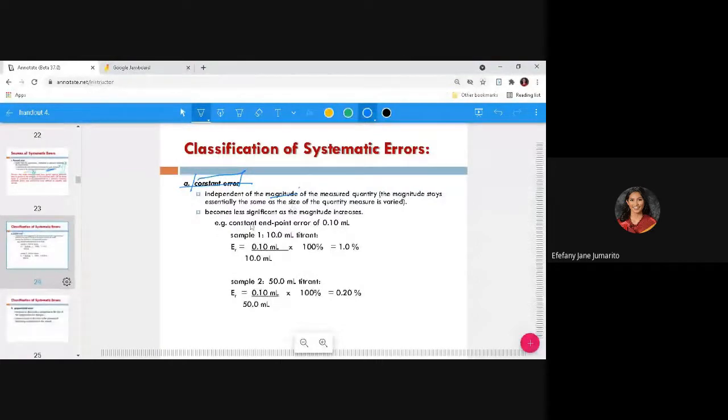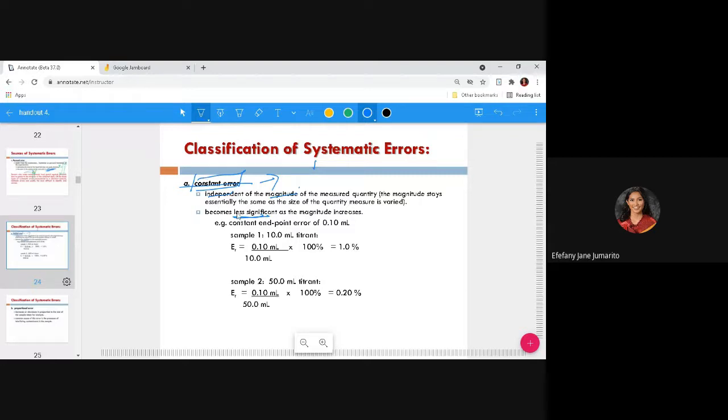So this error becomes less significant. The constant error is less significant because constant error does not vary. It's independent. So if you are going to increase your concentration or your volume, the error does not depend on that, it does not increase depending on your volume. So that is constant error, and sometimes it is less significant. Sometimes it's manageable.